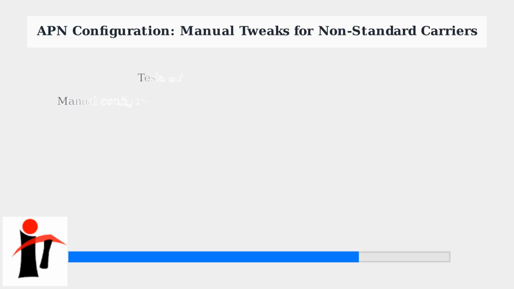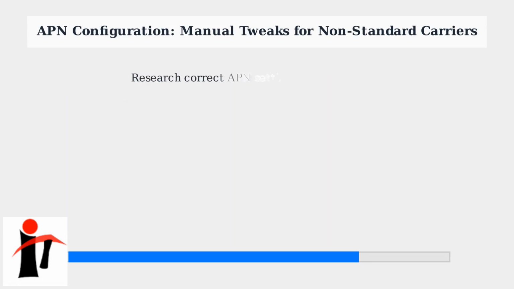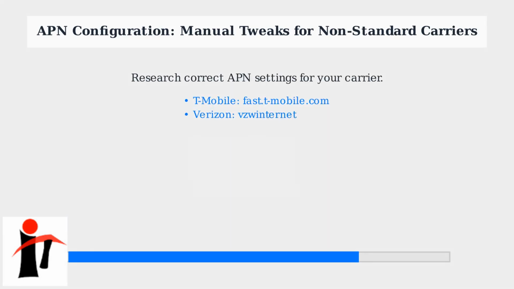Tesla typically automates APN settings for most users, ensuring seamless connectivity. However, manual configuration may be necessary in regions with non-standard carriers where automated settings don't apply. First, research the correct APN settings specific to your carrier. Common examples include fast.tmobile.com for T-Mobile or VZ-Winternet for Verizon. Always verify these settings from your carrier's official documentation.